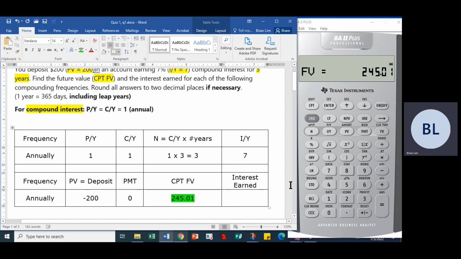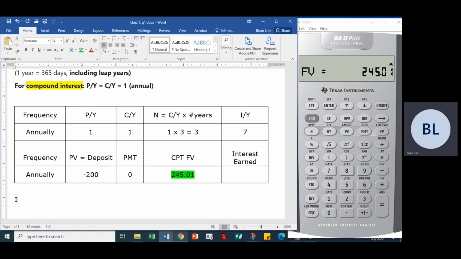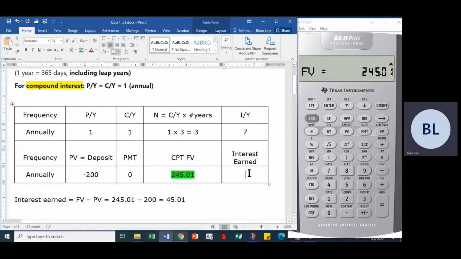Okay, so now how much is the interest earned? Well, this is the future value, and this is the present value right here. So the money, the $200, has now become $245.01. So we can say the interest earned is equal to what? You could say it's the future value minus the present value, which would be equal to 245.01 minus 200. We take the value itself, we ignore the signs, and that would give us 45.01.